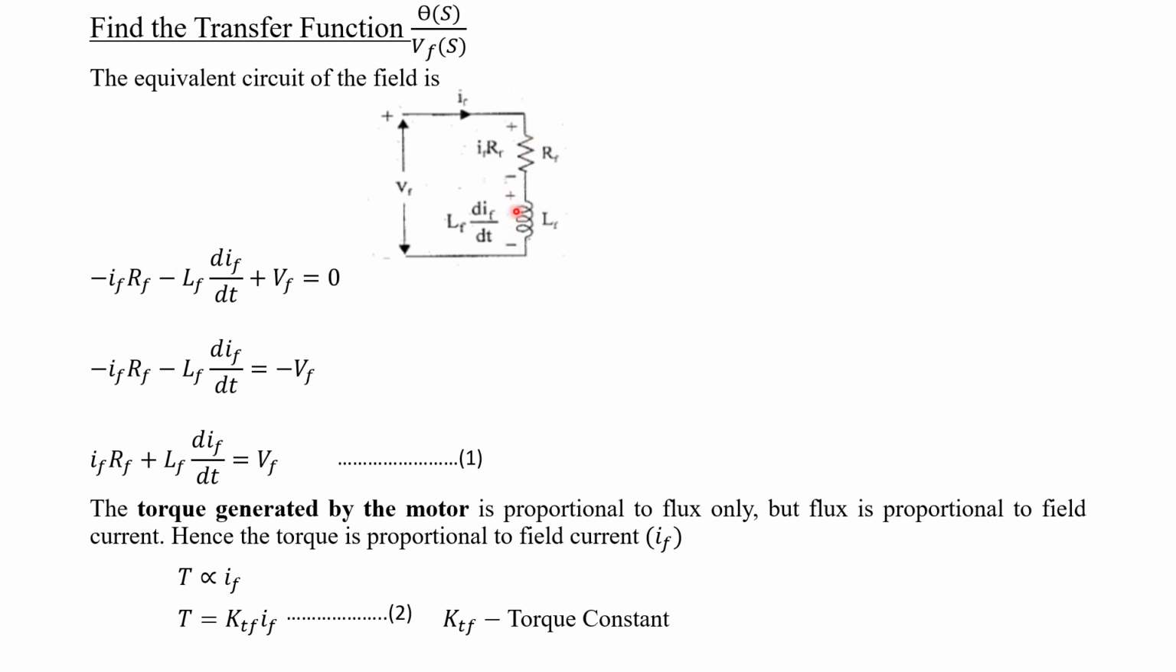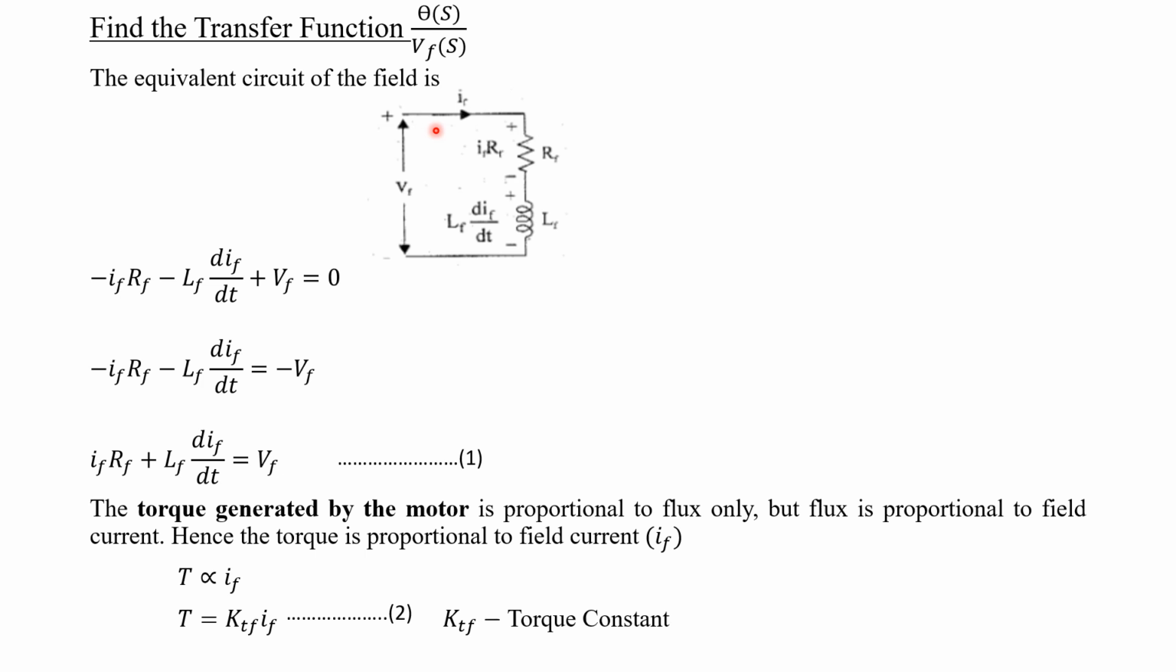What about the voltage drop? LF into dIF divided by dt. Then if you are going like this, this is minus to plus, that is nothing but plus. So if you are going from plus to minus, it will be minus. If you are going from minus to plus, it will be plus. Then that is equal to 0.